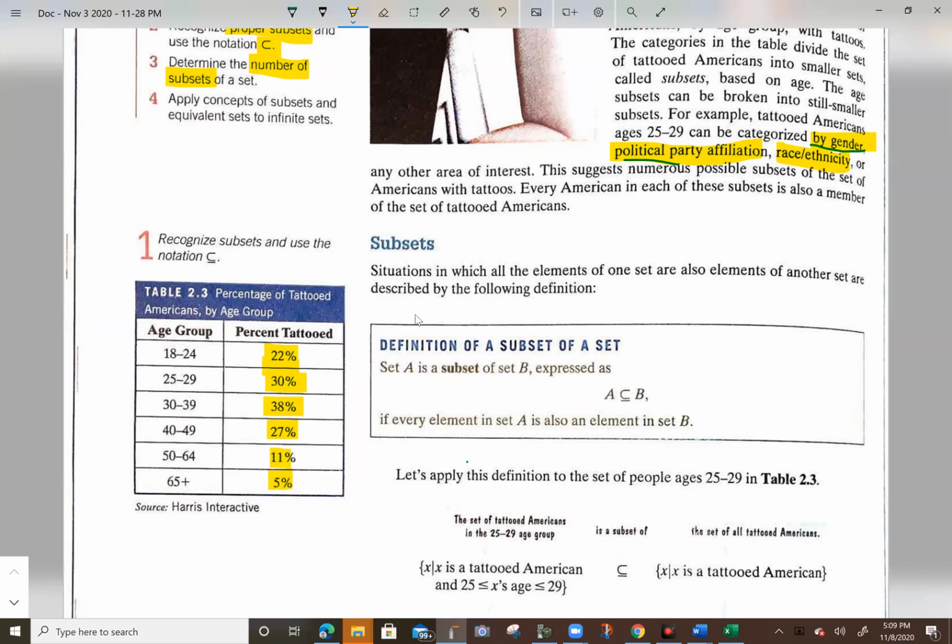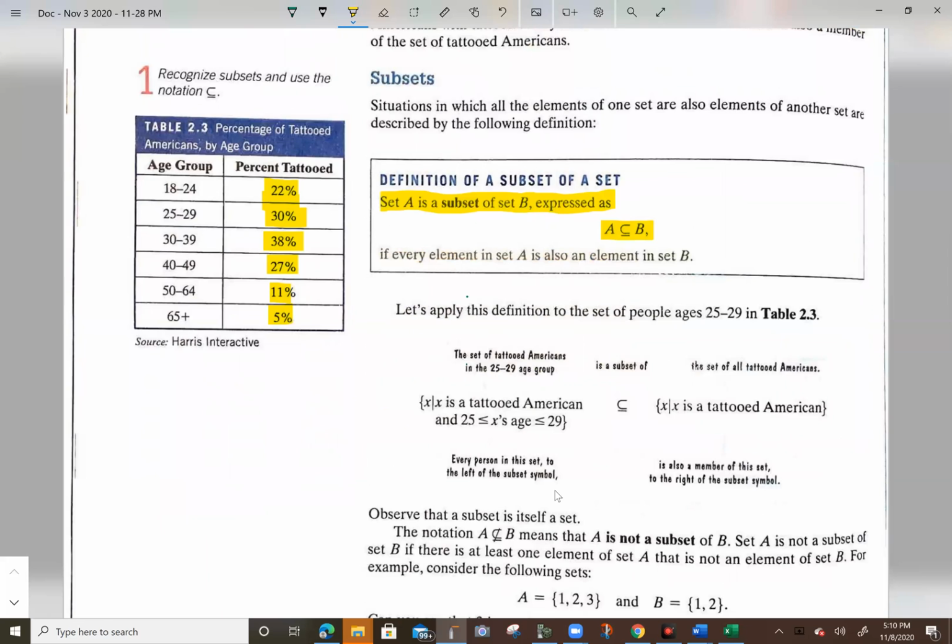Subsets, it gives a specific definition here. Situations in which all elements of one set are also elements of another set. The math definition: set A is a subset of set B, expressed as A ⊆ B, if every element in set A is also an element in set B. Okay. So let's go on. Please feel free to read that slowly and again. But if everything in A is in B, this is exactly what we're getting into. I won't try to say it right now.